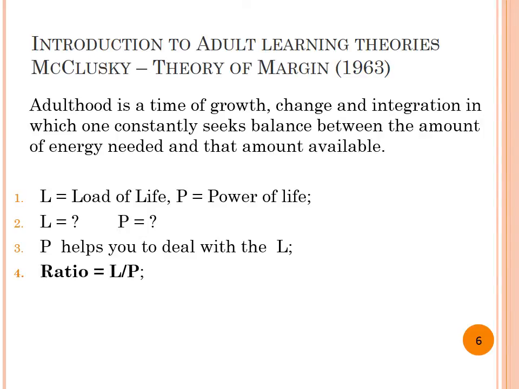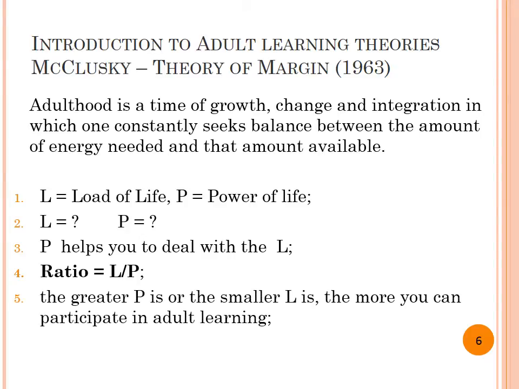And again, it is a ratio, L over P. If you have various levels of load with various levels of power, that will influence your ability at any point in time to grow, change, and learn. The greater your power or the smaller your load, the more you can participate in adult learning. And it kind of makes sense. If you have a lot of things going on in your life and you don't have a lot of influence over it, you don't have a lot of time and energy to devote to deep learning, reflection, and change.